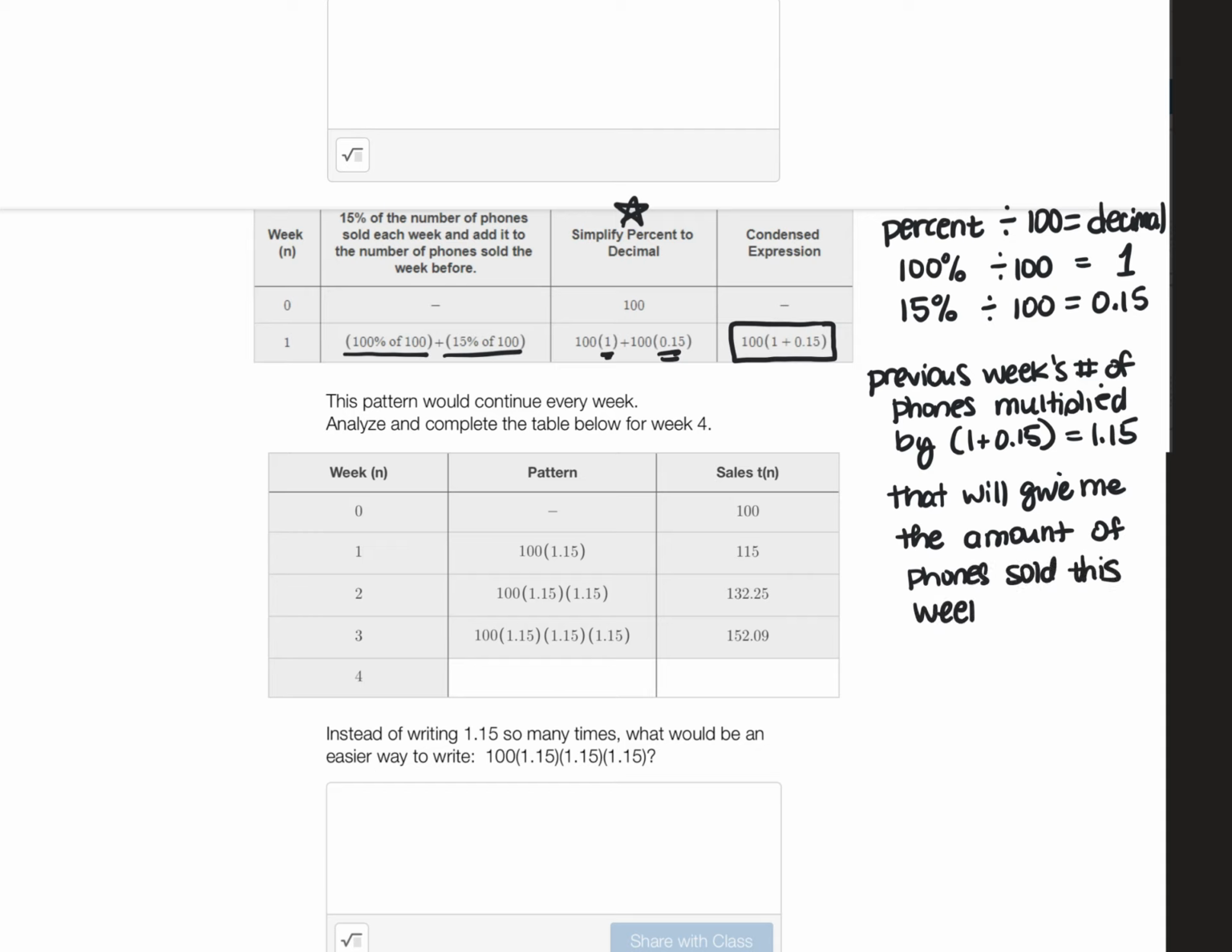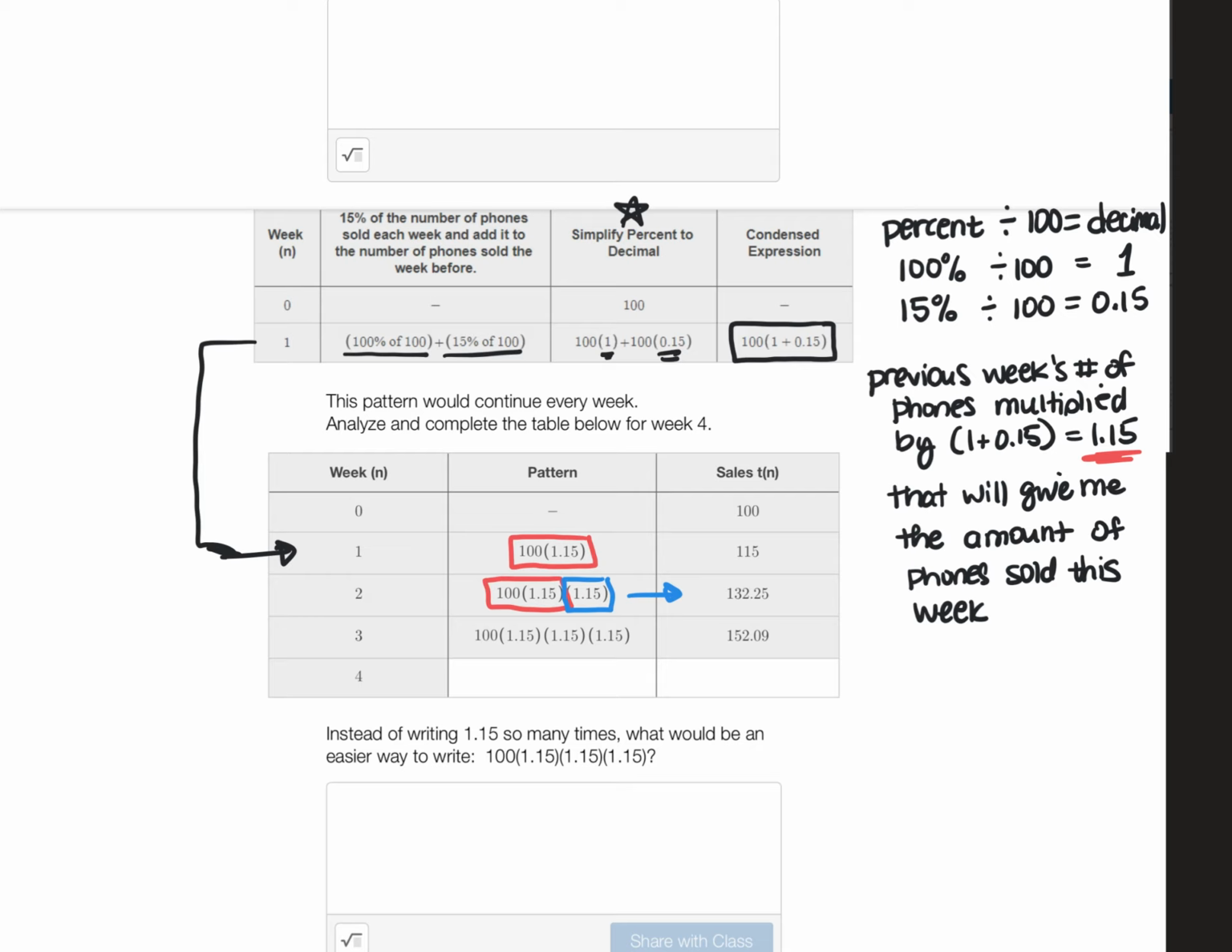So when I look at the table below, this pattern is going to continue every week. I'm simplifying it a little bit, but I'm also showing every step. So we have week 1 already done, right? We're just carrying this down to here. Week 2 takes what we did in week 1. So if this is week 1, that's this. I have to multiply that by 1.15 again. So that's why we see this. And when I do so, I get 132.25.